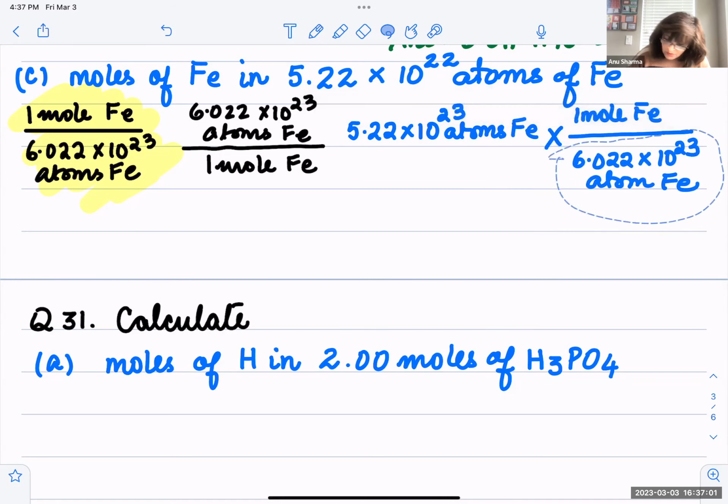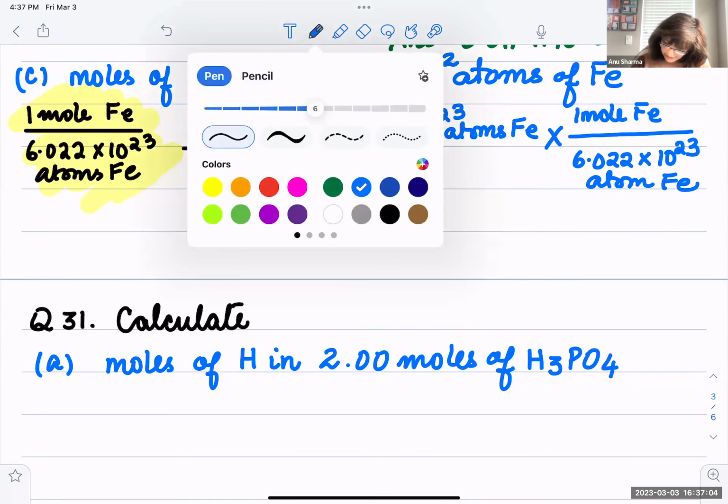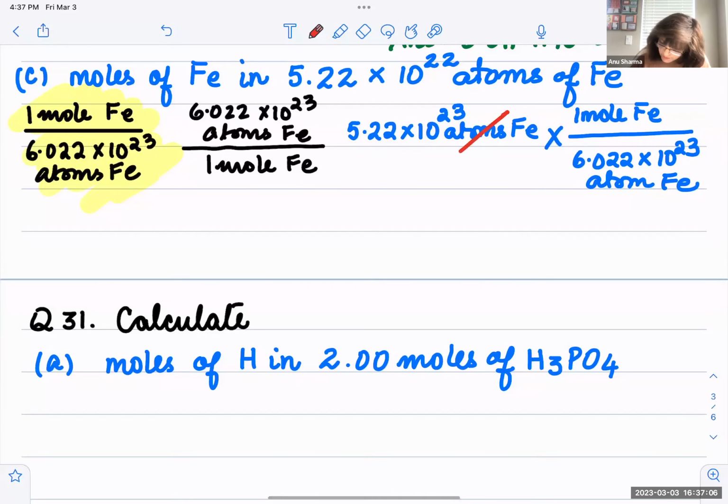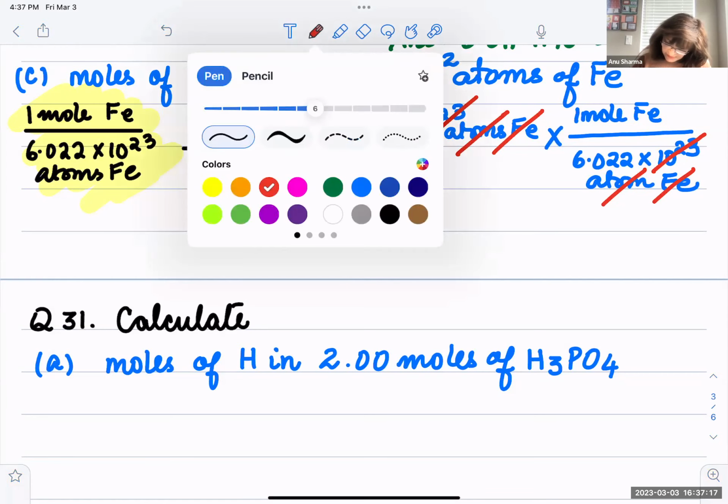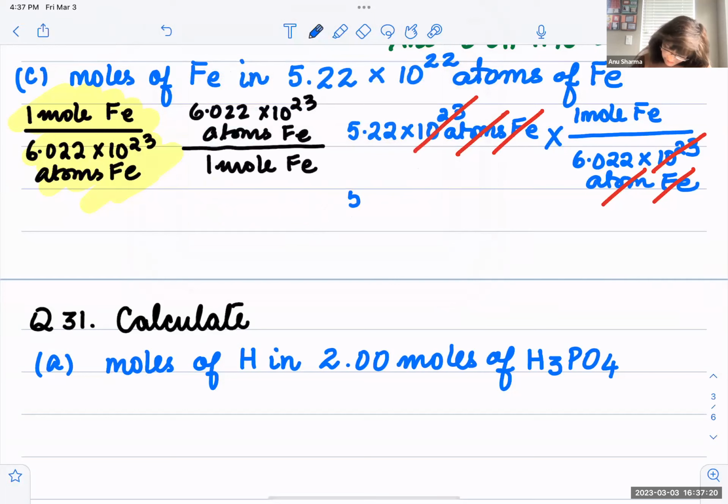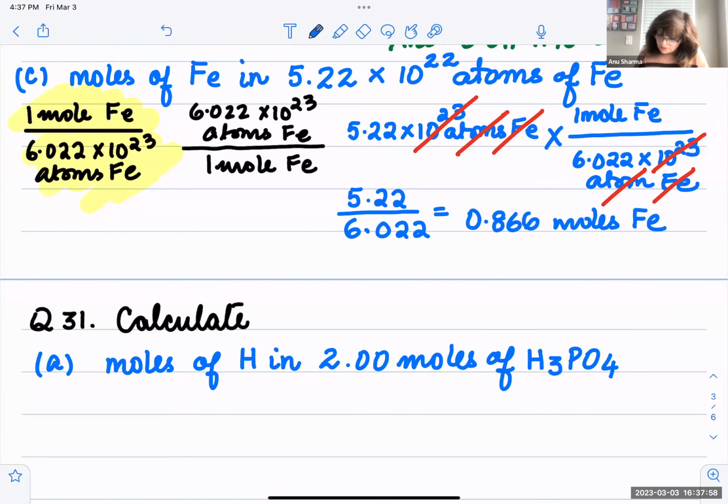Now what we're doing here, we can cancel these out. The atoms of iron and atoms of iron cancel out, and 10 to the power 23 and 10 to the power 23 also cancel out. So mathematically, you are left with 5.22 divided by 6.022, and whatever the answer is. When we divided it, 5.22 over 6.022, I get 0.866 moles of iron. Okay, so that's one piece.